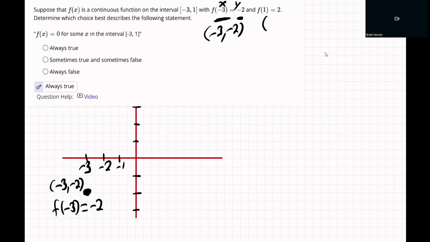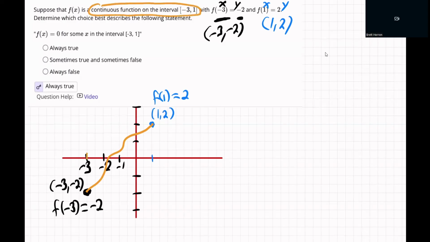And the other one, let's change the color: over 1, up 2. It's right there. It's f of 1 is 2. Remember, it's an x value in the parentheses, and what it equals is a y value. So what? They're saying this function goes from down here to up there. And it's a continuous function in that zone between -3 and +1, in this whole region here.